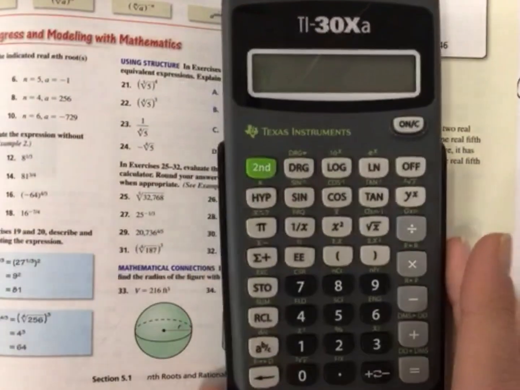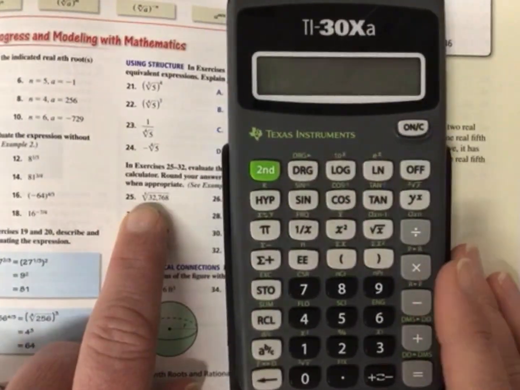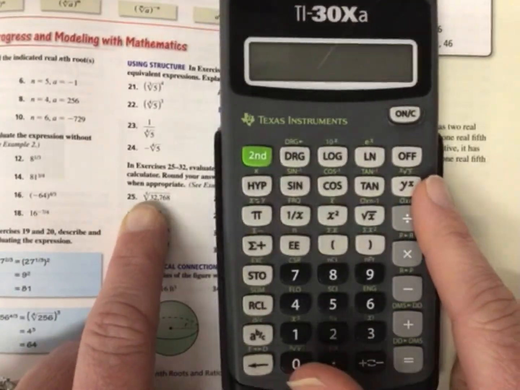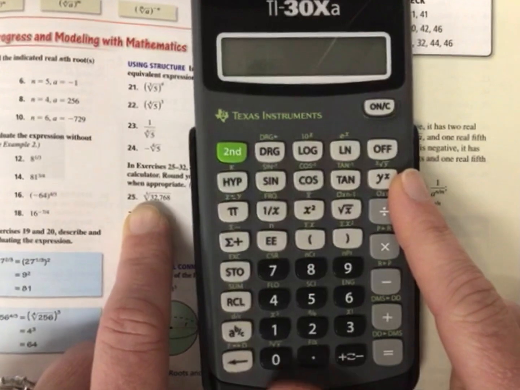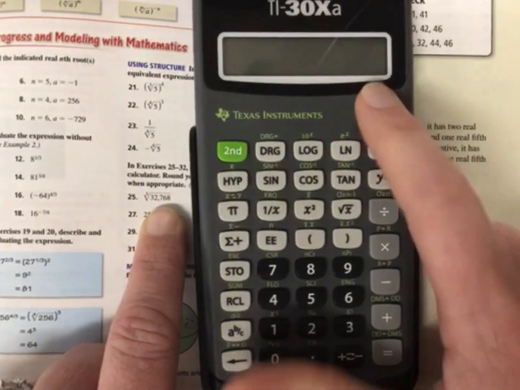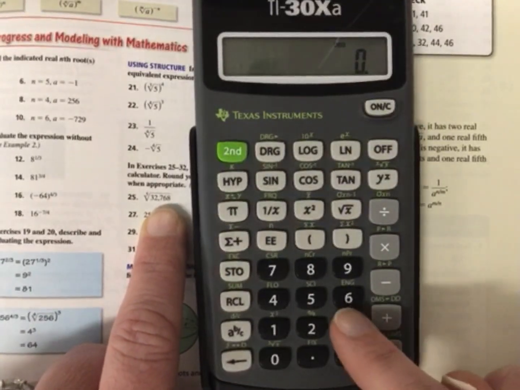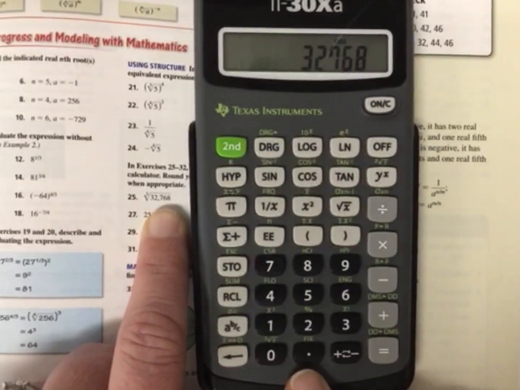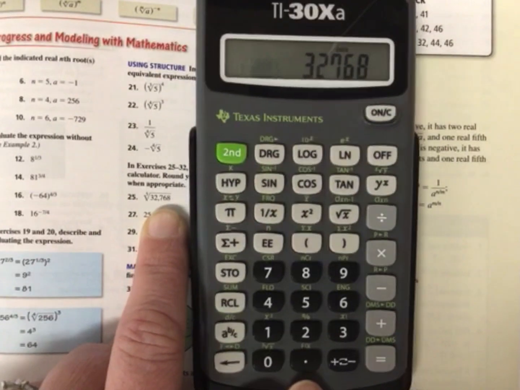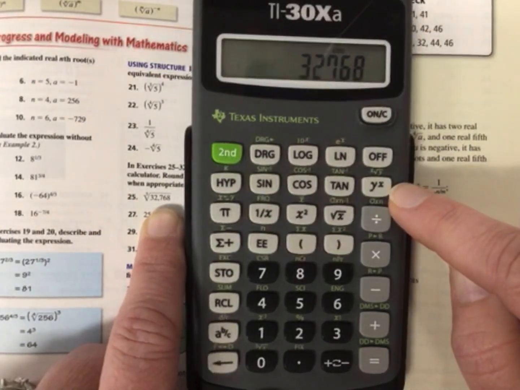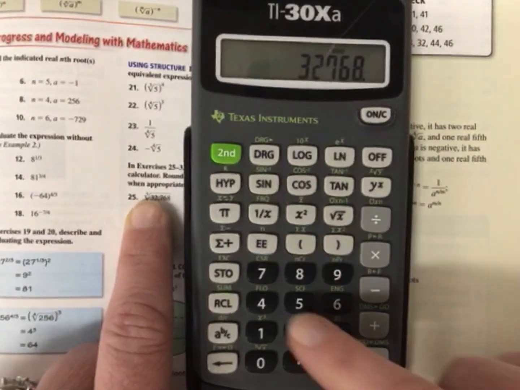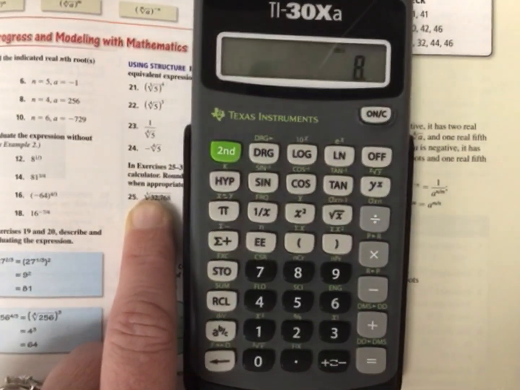So, on this one, it says the fifth root again. So on this calculator, it's backwards. That's why I don't like them. You have to plug in the number under the radical first. So I have to put 32,768. Then tell it I want the x root, which is above the y to the x button. So second, y to the x. And then the index 5. And I get 8. Okay.